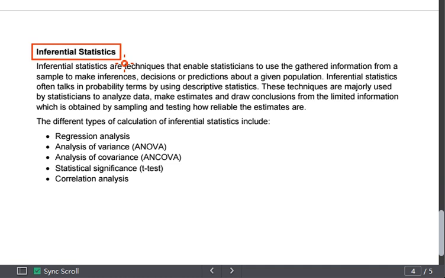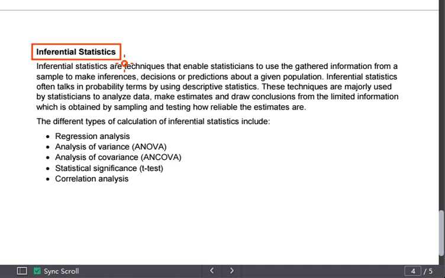Now let's have the second type of statistics, which is inferential statistics. So inferential statistics are the techniques that enable statisticians to use the gathered information from a sample to make inferences, decisions, or predictions about a given population. So inferential statistics often talks in probability terms by using descriptive statistics. These techniques are majorly used by statisticians to analyze data, make estimates, and draw conclusions from the limited information which is obtained by sampling and testing how reliable the estimates are.